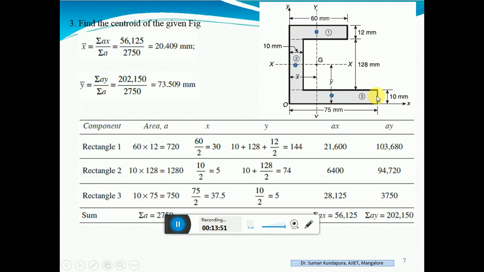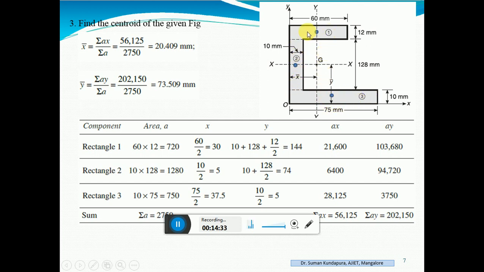If you look at the symmetry of this figure, in the previous problem we saw it was symmetrical about the y-axis. If you look into this problem, it is not symmetrical about any axis, correct? If I fold along the x-axis, or if I fold this figure along the y-axis, nowhere is it symmetrical. Left portion and right portion don't match. So in this case, both x bar and y bar you have to find out individually. However, only rectangles are involved in this particular section. So let us divide this entire C section into three rectangles. That is one rectangle, second rectangle, and the third rectangle.